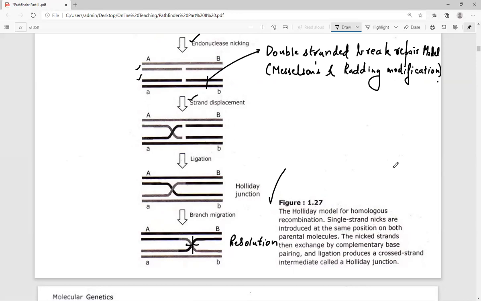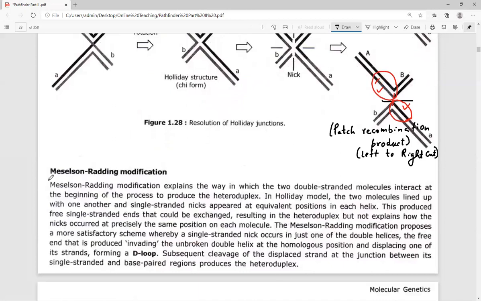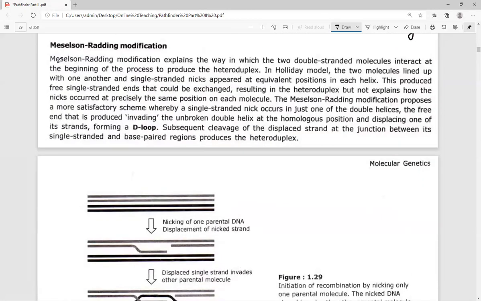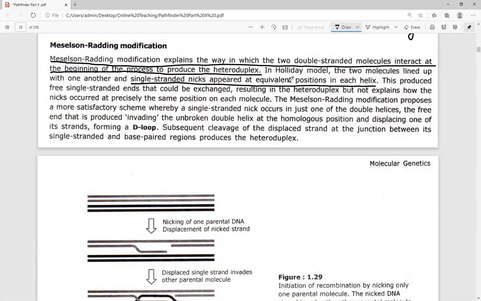This is referred to as Michelson and Redding modification. It explains the way in which the double-stranded DNA molecules interact at the beginning of the process to produce the heteroduplex molecule. It is going to predict how the interaction is going to take place between the double helical DNA molecules. Here, in the Holliday model, the two molecules line up side by side with one another. A single-stranded nick appears at an equivalent position in each helical axis. The double-stranded DNA repair model says that there is no such restriction on the nucleus.